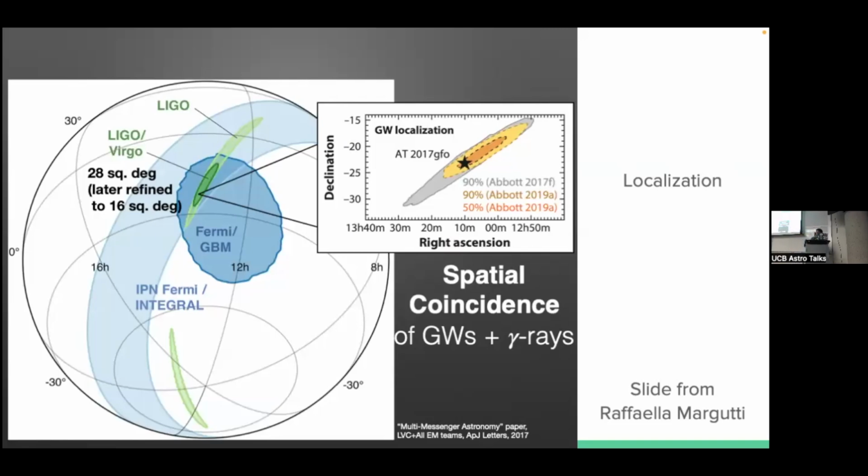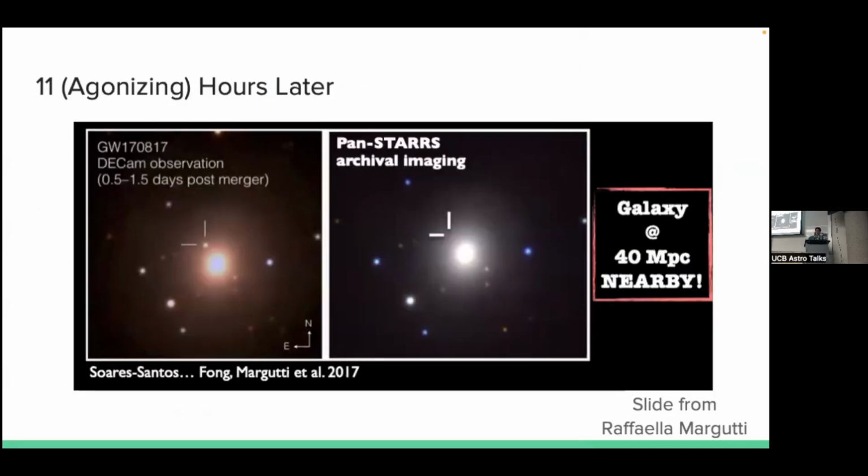And what's a little bit unfortunate is this happened during the daytime. And so it was 11 agonizing hours later before we could point our telescopes towards this thing. But when we did, and when I say we, not me, but actually one of the research faculty right here in the department, Ryan Chornock, saw a little blip that wasn't there before, right next to that galaxy.